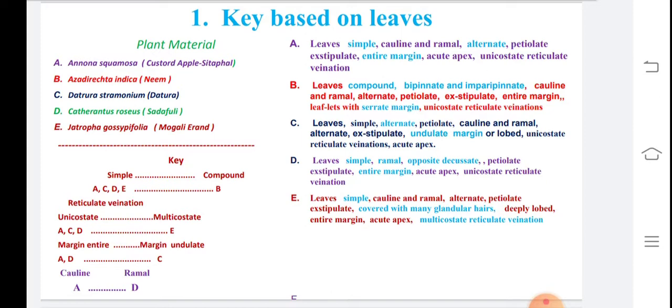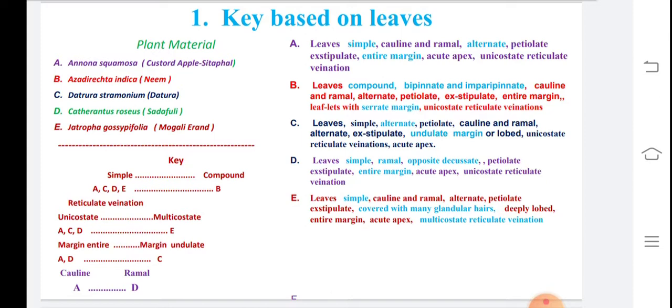So there the dichotomy technique we are using. You see now on the right hand side. Firstly we have to write the characters of each plant, only leaf characters. So how are the leaves of A material? So leaves are simple.